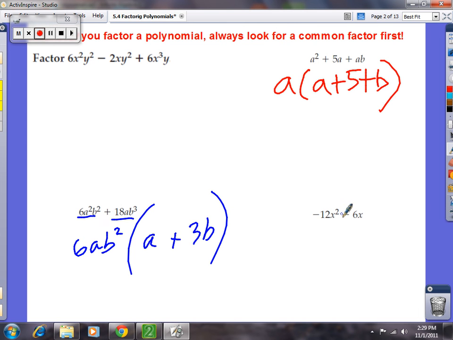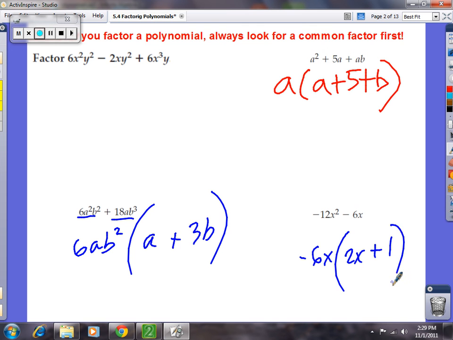Negative 12x squared minus 6x. What about that one? Negative 6. Let's pull negative 6x out. Let's factor it out. So negative 6x times 2x, you pick the GCF, plus a negative 6x times 1.